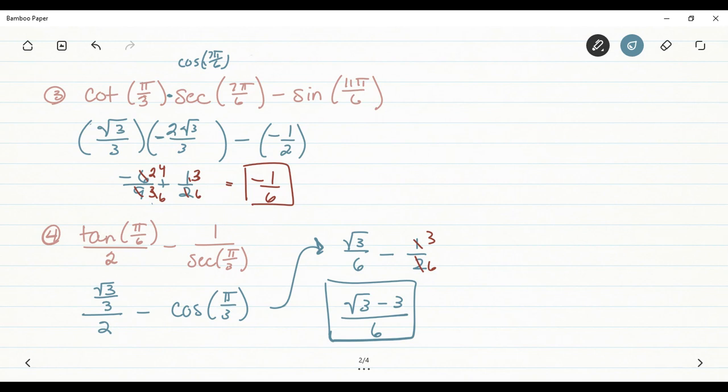Right, so evaluating expressions, again, the better you know your unit circle, because you will not have your calculator, the better and easier a lot of this solving will be.